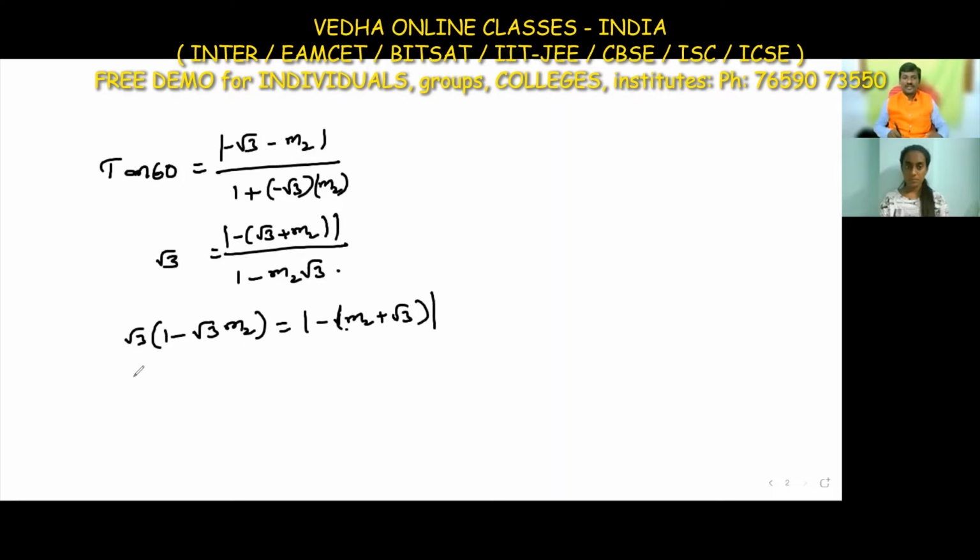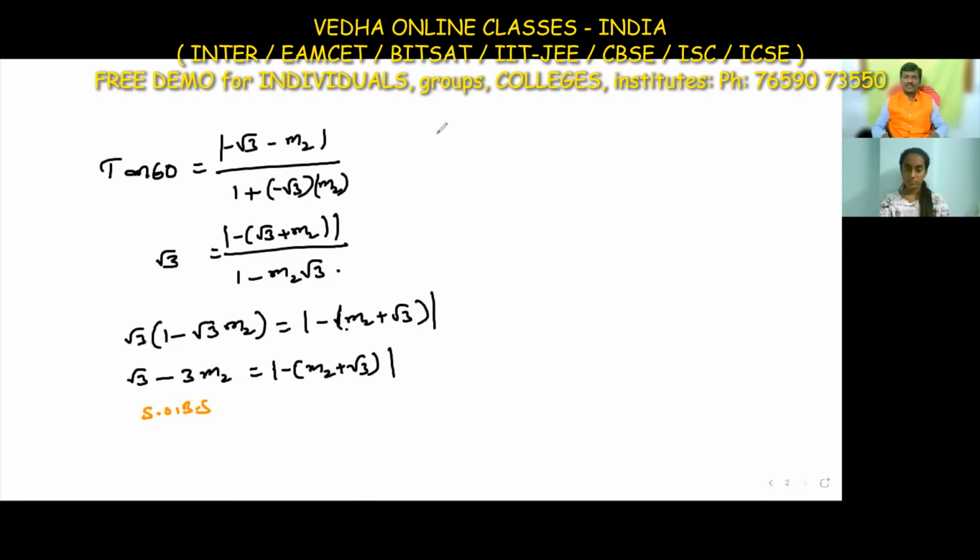So root 3 into 1 is root 3, minus root 3 into root 3 m2, that is 3 m2, equals m2 plus root 3. Whenever we have a modulus, removing it gives plus or minus, or you can square on both sides, which is better. So, squaring on both sides.